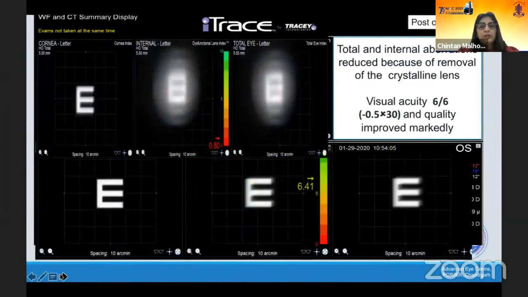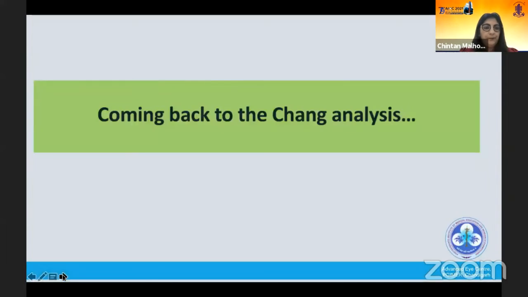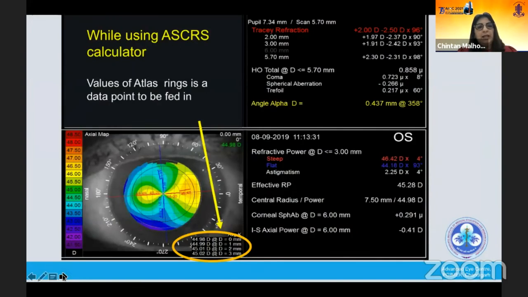The other very useful display, an extremely useful tool to demonstrate to the patient what the source of his problem is, would be this visual quality analysis. For example, the panel at the top shows us the quality of this patient's vision before surgery, and we can see that most of the aberrations were arising from the internal. Post-surgery, the aberrations have reduced to the minimum, and the quality of vision has improved markedly.